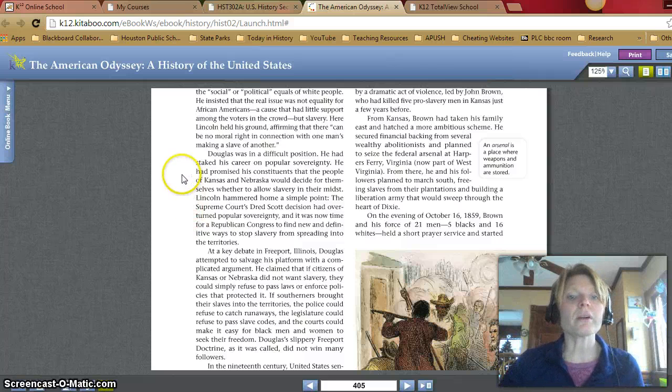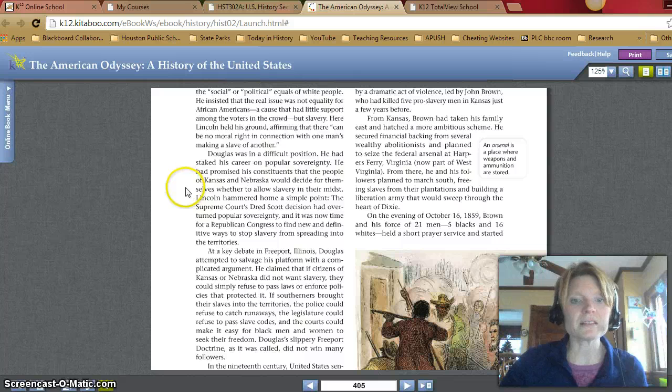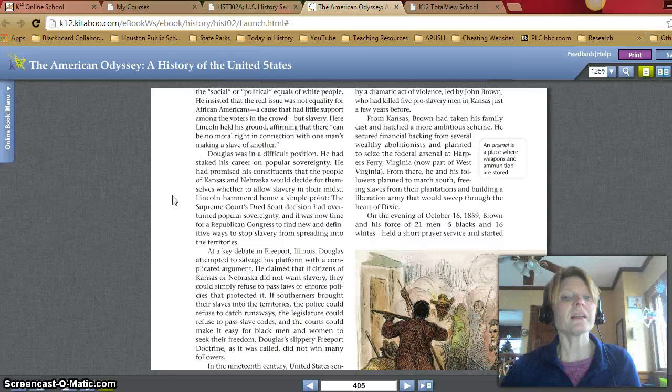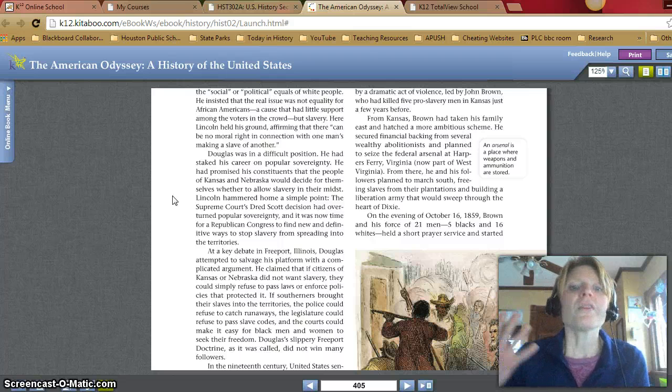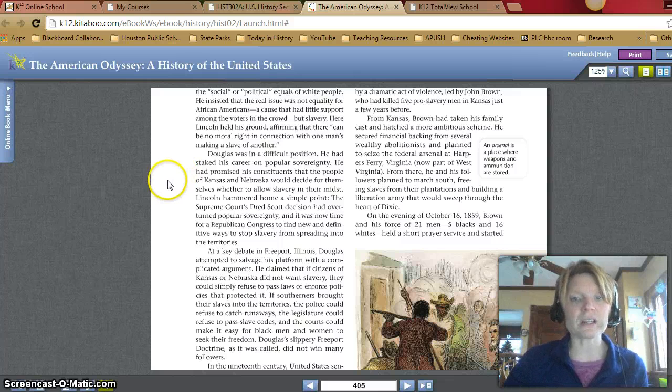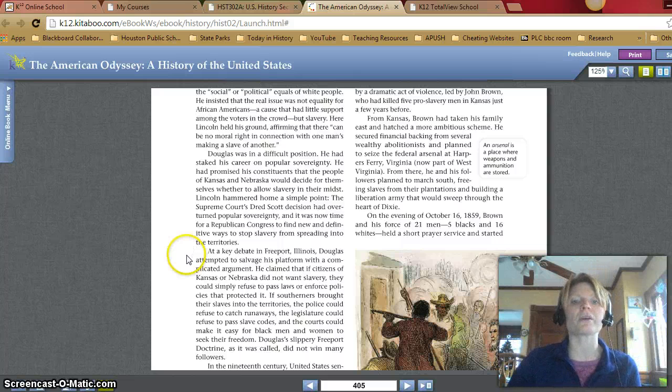Douglas was in a difficult position. He had staked his career on popular sovereignty. He promised his constituents that people of Kansas and Nebraska would decide for themselves whether to allow slavery in their midst. Lincoln hammered home a simple point. The Supreme Court's Dred Scott decision had overturned popular sovereignty, and it was now time for a Republican Congress to find new and definitive ways to stop slavery from spreading into territories.